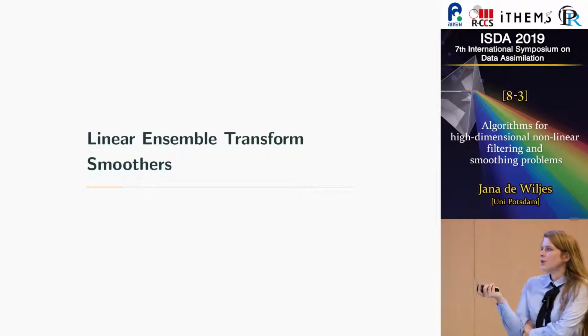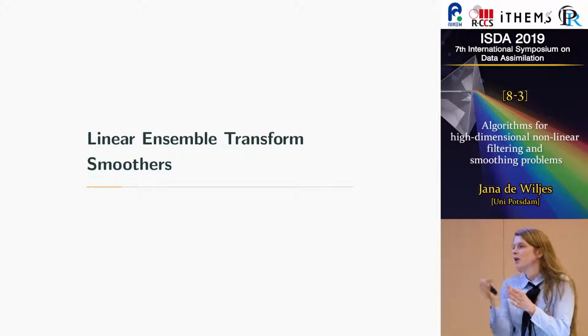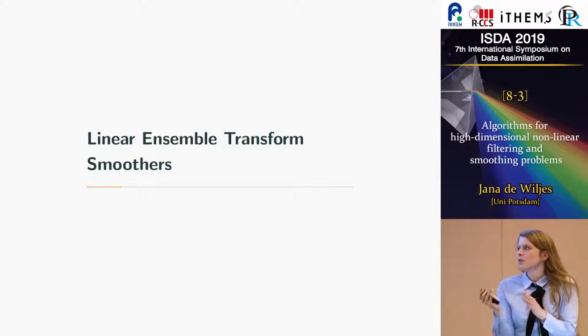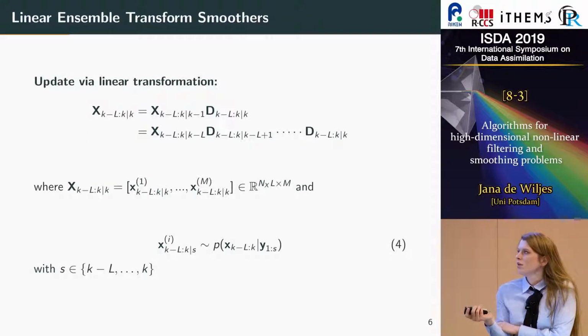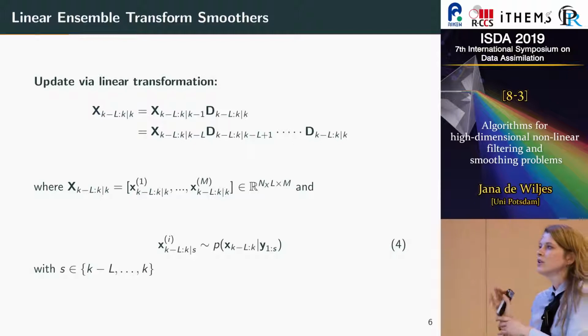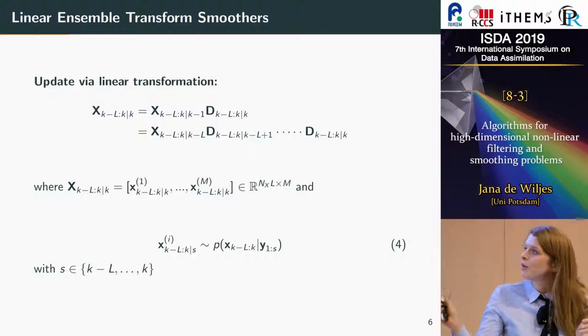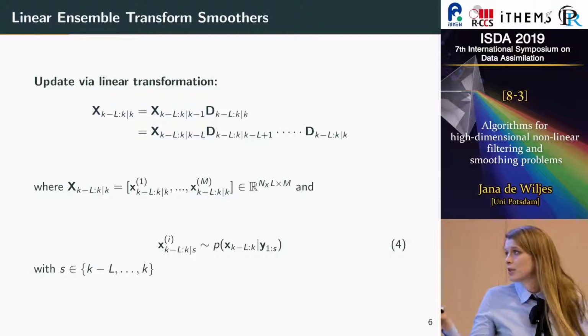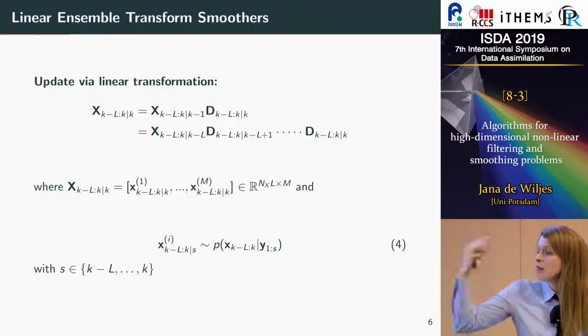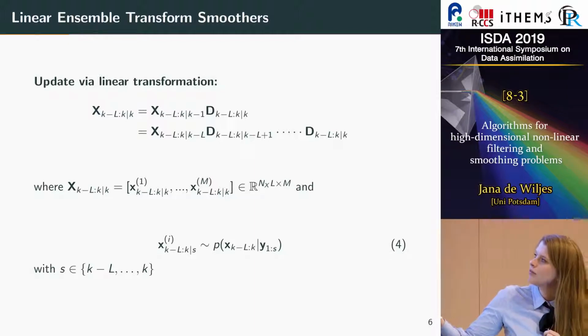So I want to look at the class of linear ensemble transform smoothers that are based on the idea to actually move the ensemble, and we'll move them in a linear fashion. So the general formulation is this. So this is basically the ensemble of the joint state for the window I'm looking at, conditioned on the data up to time k-1, and now we want to update to the data up to time k, and this is done in a linear fashion.